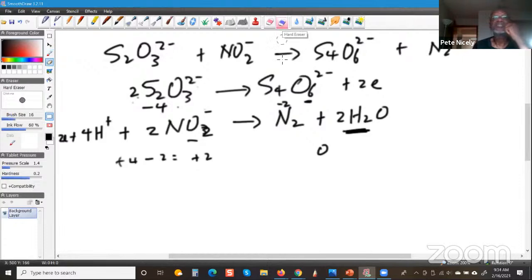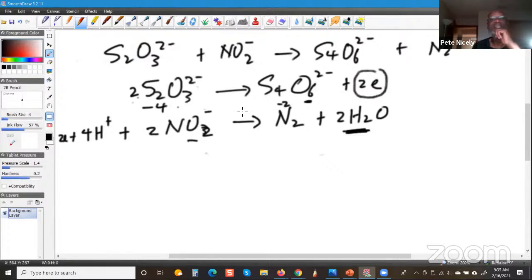Let me erase these here to avoid confusion. Okay, so the next step is that we have to make sure that the number of electrons are equal in both half equations. And it turns out that they're already equal. We have 2 electrons here on this side here. We have 2 electrons here for the bottom equation. So we don't need to multiply either equation by any number to achieve that equality in terms of the number of electrons. So therefore, we can cancel these out. And I don't think there's anything left to cancel out.